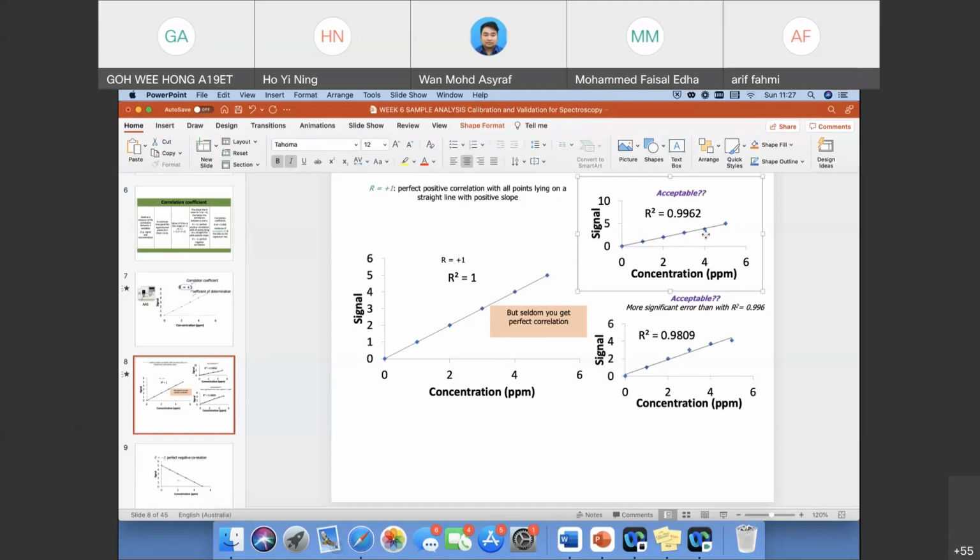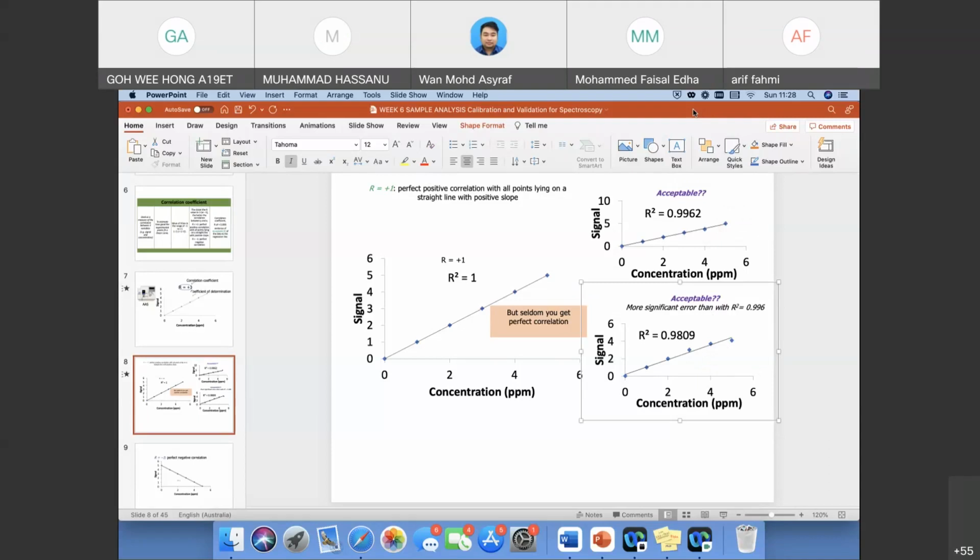Between these two, R square 0.9962 and 0.9809, are these two acceptable or not? Anyone? Yes, Doctor. Which one is acceptable? Both or only one of them? Both acceptable, Doctor. Both acceptable. Okay.